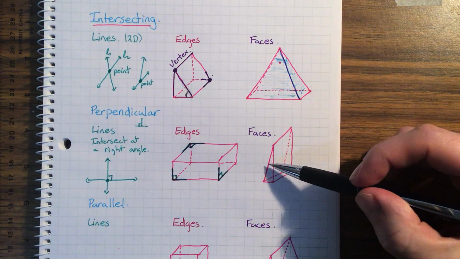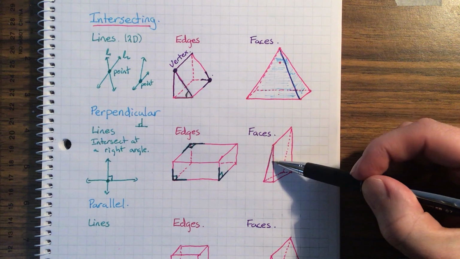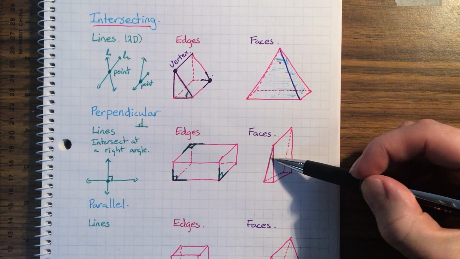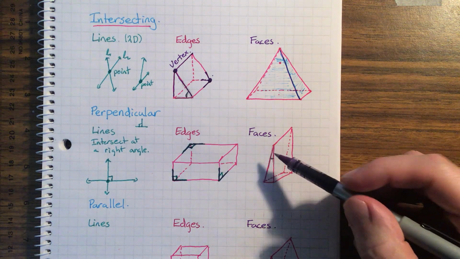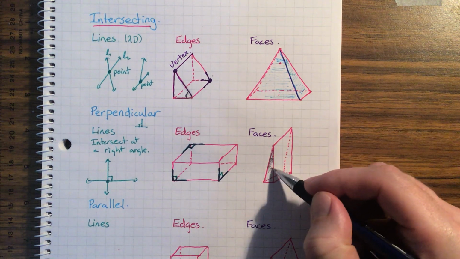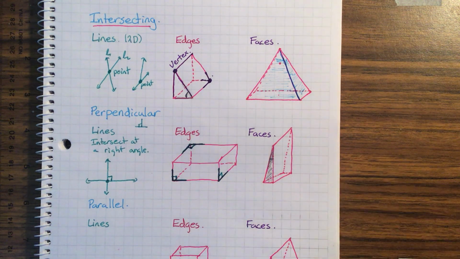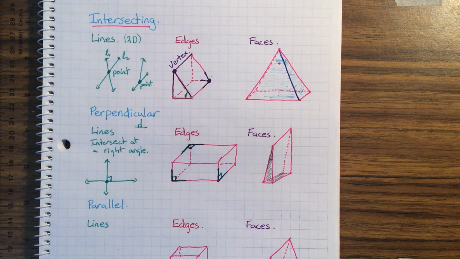Look over here. This angle, this edge, and this edge do not intersect at 90 degrees. Okay, now we're looking for faces that intersect at 90 degrees. So faces that are perpendicular. Well, let's look at this front face right here on this triangular prism. And this bottom face. Those two would intersect at 90 degrees.